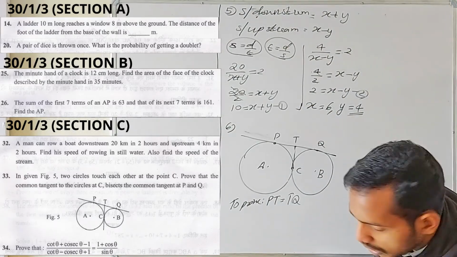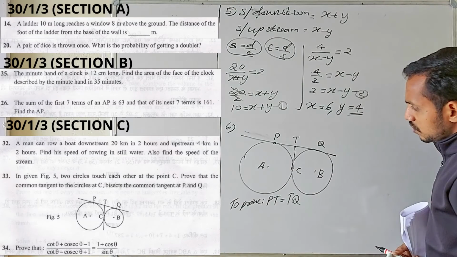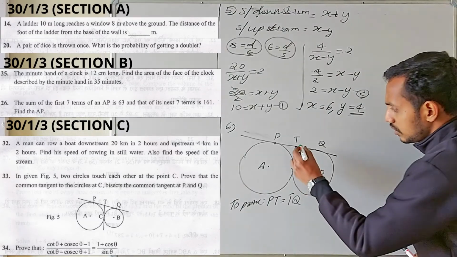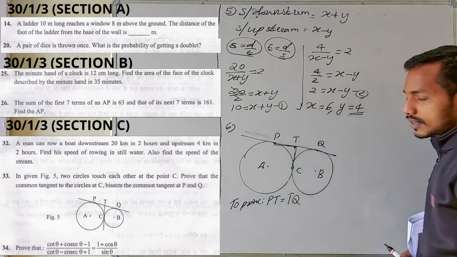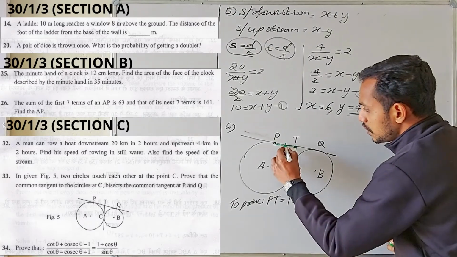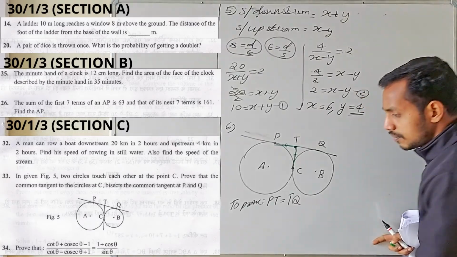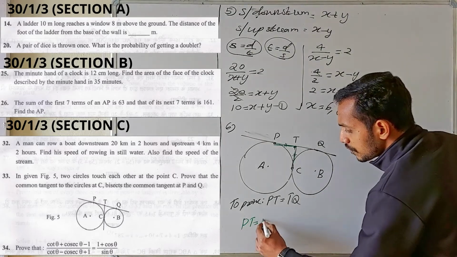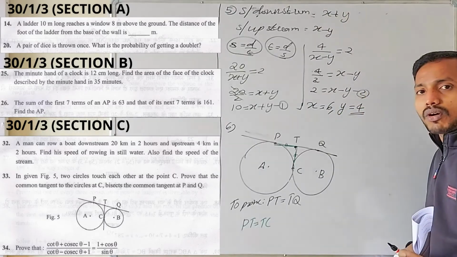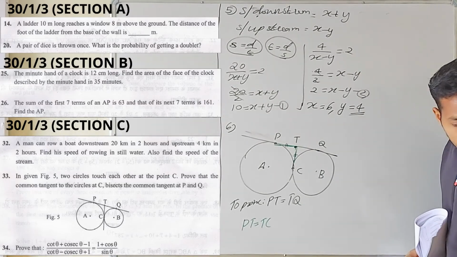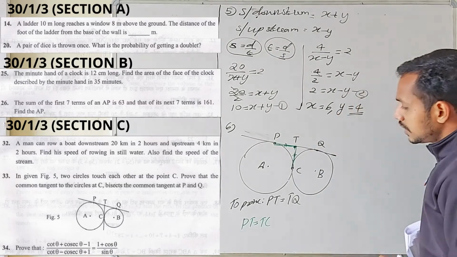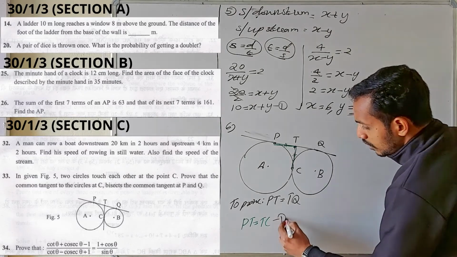So how can we prove this one? This is very simple. T is a point and these two are tangents. PT and TC are tangents, so obviously PT is equal to TC, according to theorem 10.2. PT is equal to TC, equation number 1.